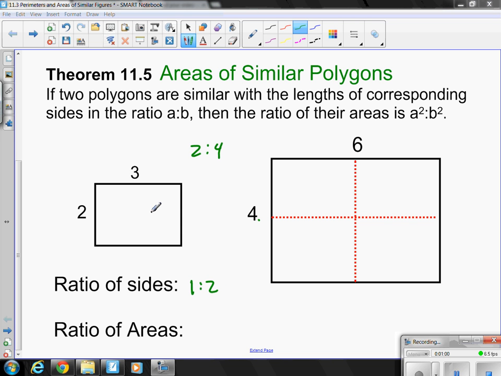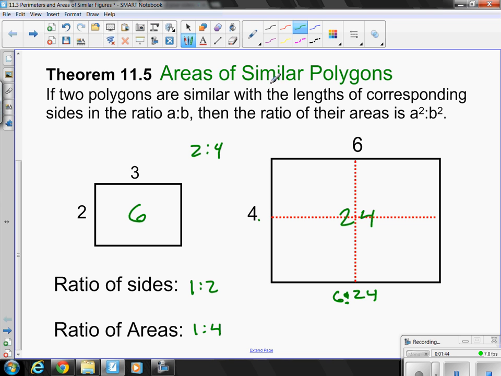But when we look at their areas, 2 times 3, the area of this rectangle is 6, where the area of this rectangle is 4 times 6, or 24. Well, 6 to 24 would reduce down to 1/4. So the ratio of their areas is not the same. When you double both side lengths, you don't just double the area, you quadruple the area. Notice there are 4 of these rectangles that fit into this rectangle.